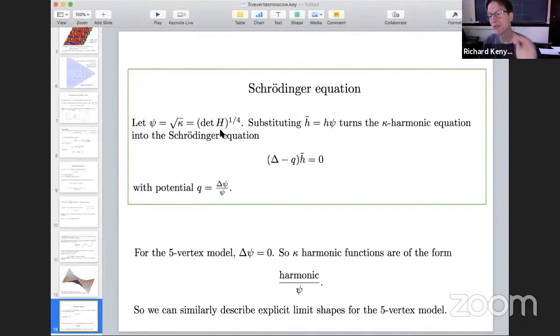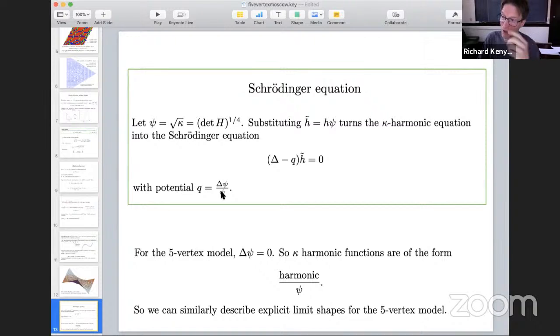There's a way, if you want to solve this kappa harmonic function equation, which is not as easy as solving the harmonic equation. If you take the square root of kappa, which is now the fourth root of the determinant, and multiply h by it, then this new variable h tilde will satisfy a Schrodinger equation. Let me start over. If h satisfies the kappa harmonic equation, then h times psi, where psi is the square root of kappa, satisfies the Schrodinger equation. It's just a simple substitution: the standard Laplacian minus some potential, applied to h tilde, equals zero. And the potential is just the Laplacian of psi over psi.